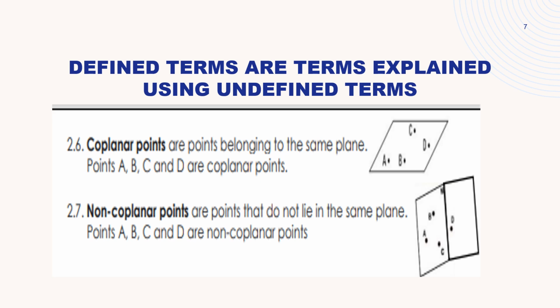Let's have another: coplanar points. These are points belonging to the same plane, like this plane with A, B, C, and D. These are coplanar because they belong to a single plane. Non-coplanar points are points that do not lie on the same plane, like for example, points A, B, C, and point D. D does not belong to the same plane, but to a different plane. That's why we call them non-coplanar points.